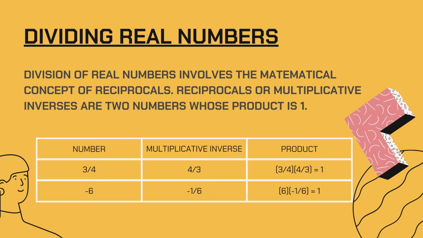Another example, negative 6. Multiplicative inverse of negative 6 is negative 1 over 6. So, negative 6 times negative 1 over 6 is equal to 1.